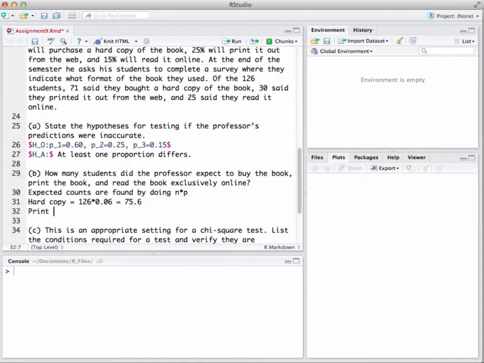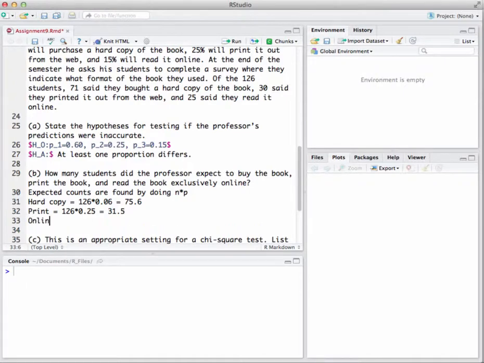Okay, so what do we get for the printout? What did the printed copies get? So the printed would be, again, 126, that's not going to change, and then that's going to be times, of course, you could do an inline R too. I just was thinking about that. I could do an inline R here, but I've already gone this way, I'll stick with it. 0.25, and that would be equal to 31.5. And then last but not least, the online readers. What would those folks be? Well, they're going to be 126, and then again times 0.15, and that would turn out to be the expected count there is 18.9.